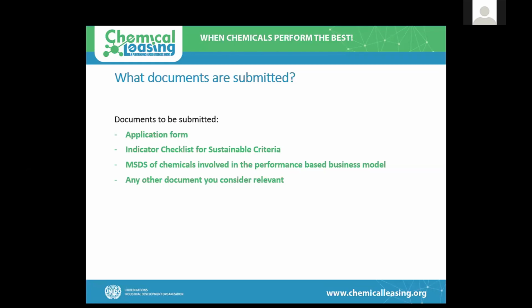Then the indicator checklist, as I explained before: not all criteria will have to be checked, but you need to send it. Then one important thing that you always have to send is the MSDS of the chemicals involved in the performance-based business model. This is very important because then we can verify whether the information you're sharing is correct, and we can also do our own research on the substances, especially if you are talking about the substitution of one substance with another.